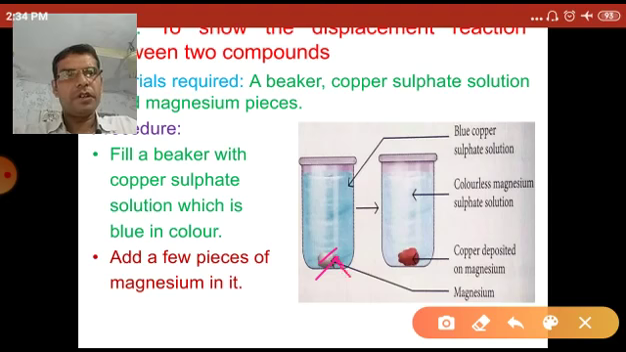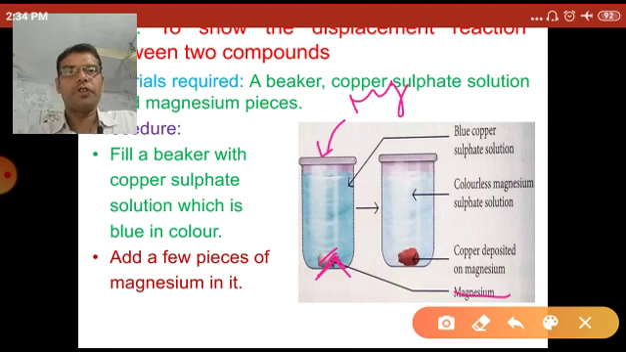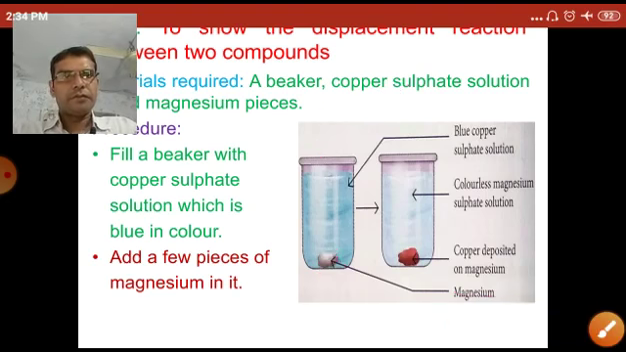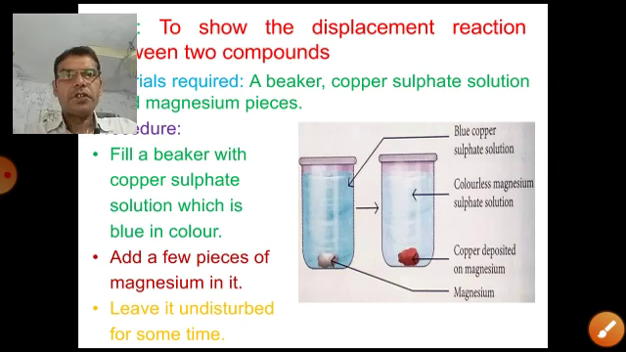This is the magnesium. Magnesium has a silvery white color. So add a few pieces of magnesium into this solution, that means into the copper sulfate solution in the beaker. Then leave it undisturbed for some time.